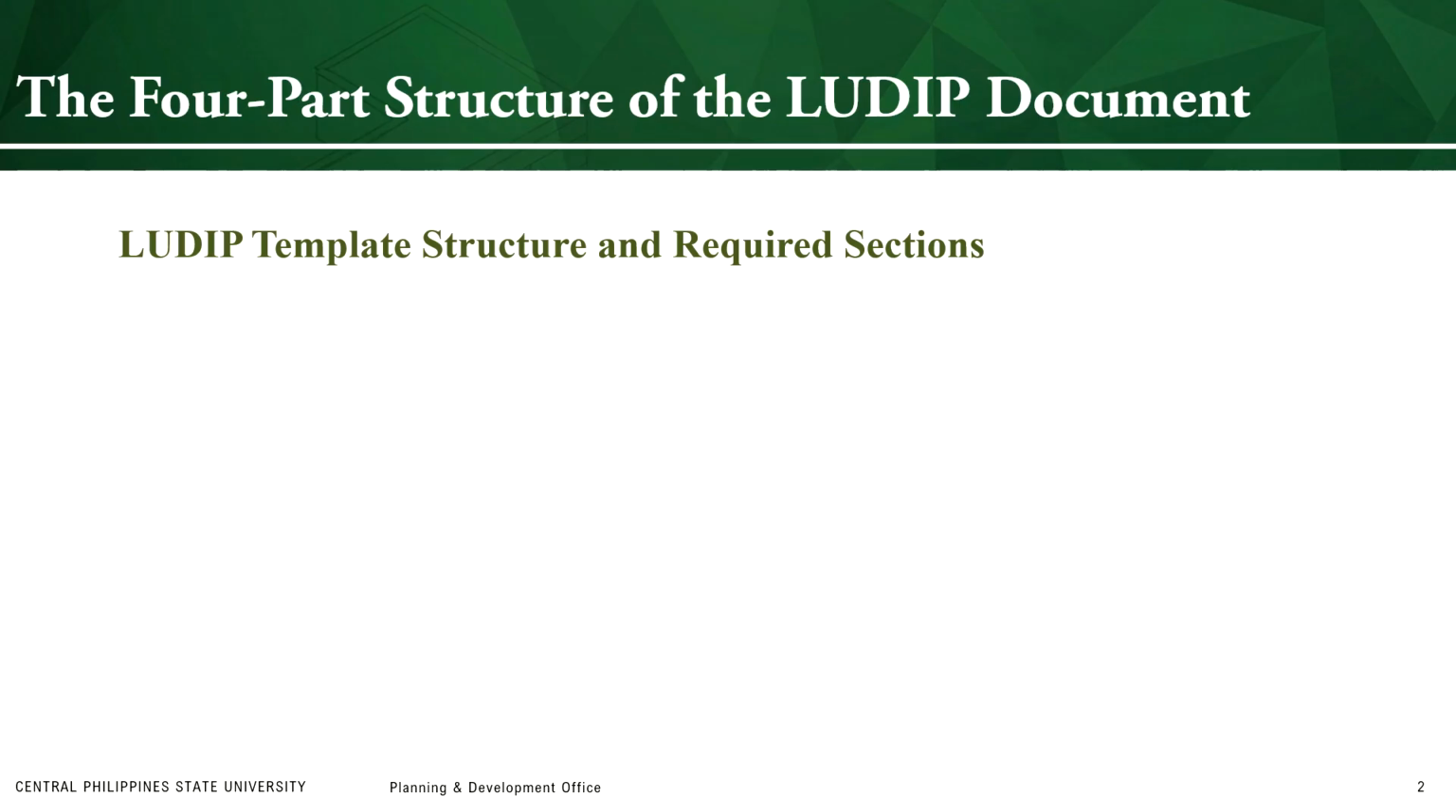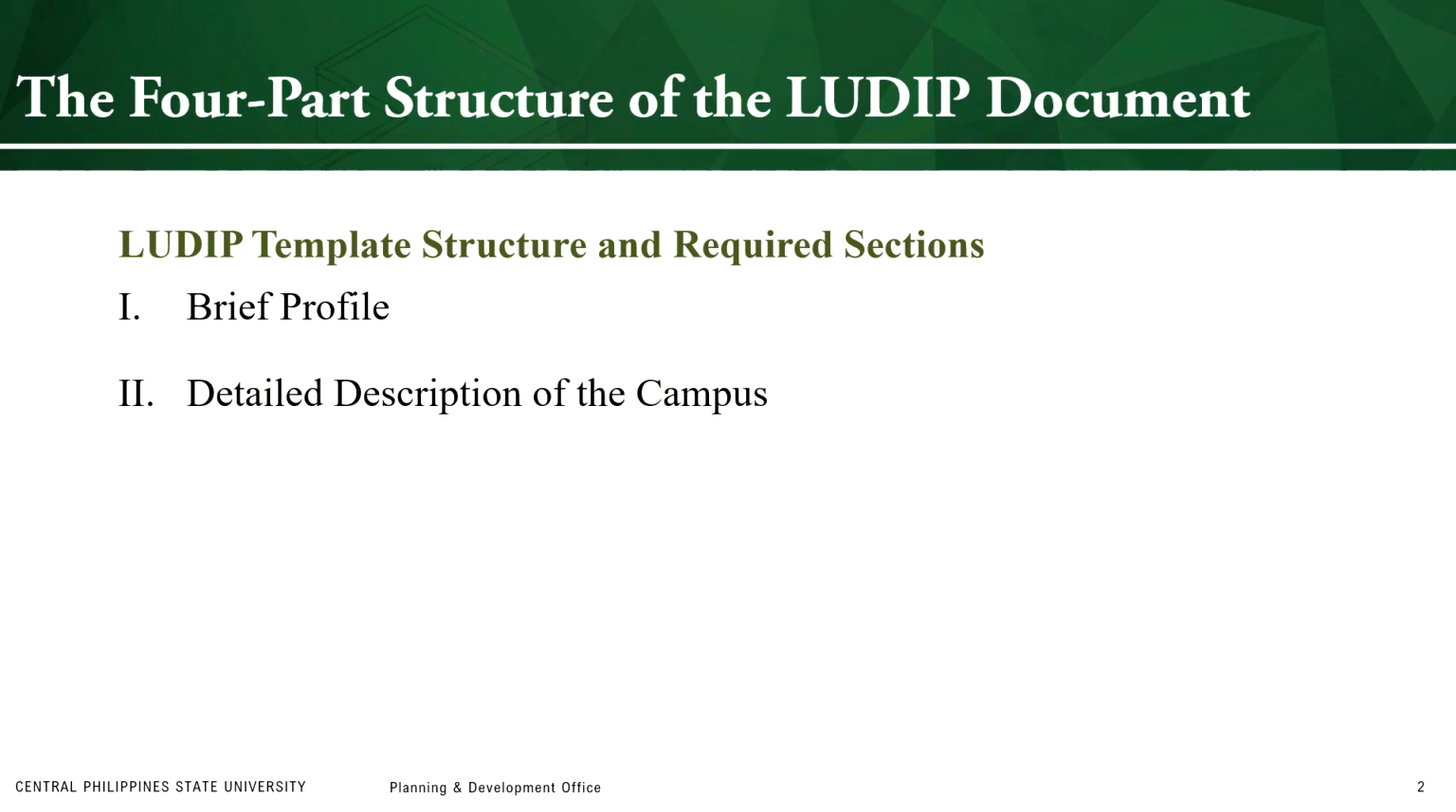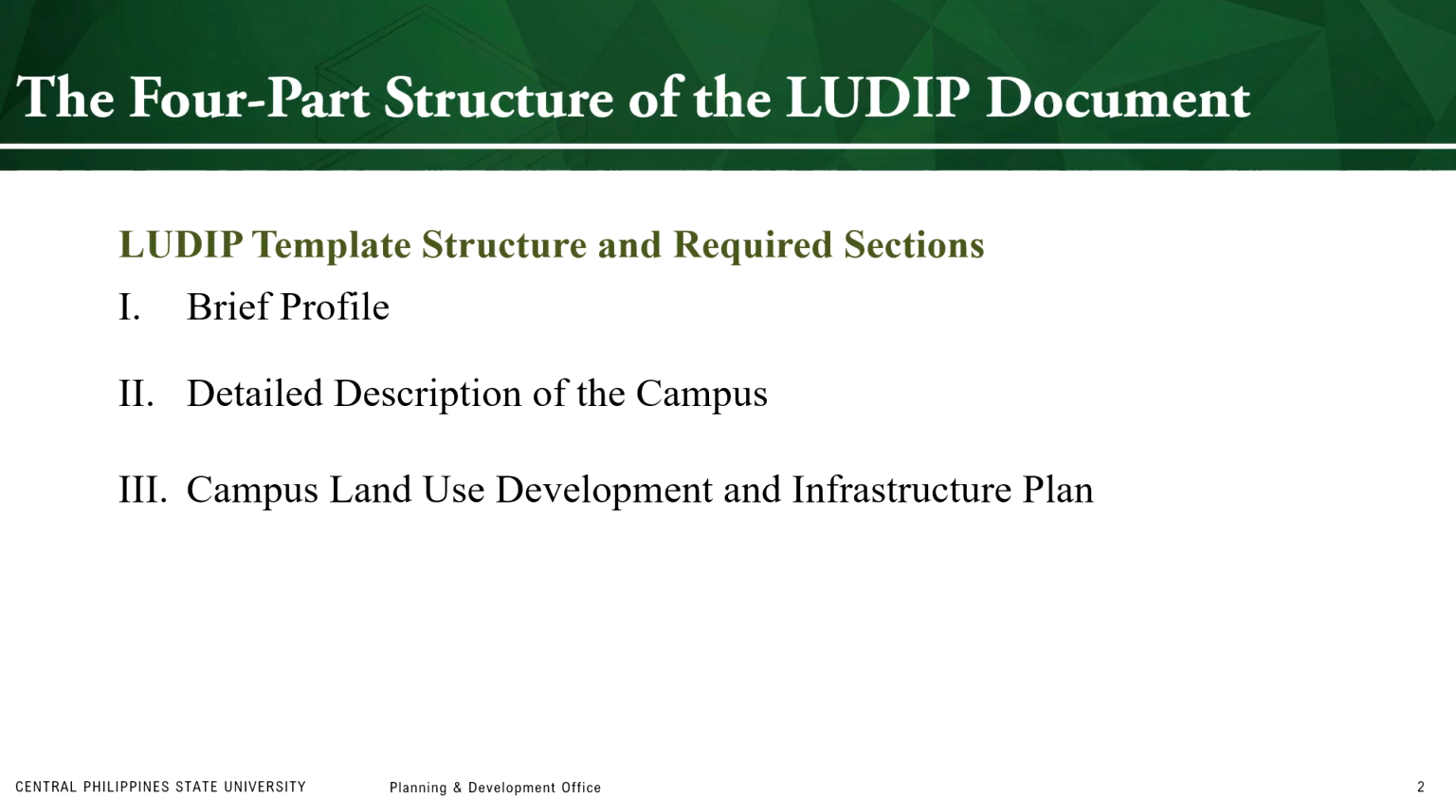The LUDIP document is organized into 4 major parts, each with its own set of required sections and subsections. Part 1 is the brief profile of the state university, the institutional context, who you are, where you are, and the legal basis of your campus. Part 2 is the detailed description of the campus, the physical, environmental, infrastructural, and developmental reality of your campus as it exists today. Part 3 is the campus land use development and infrastructure plan itself, the forward-looking component, where you're going, how you'll get there, and what it will cost. Part 4 is the annexes and supporting documents, maps, inventories, architectural designs, legal instruments, consultation records, and more.